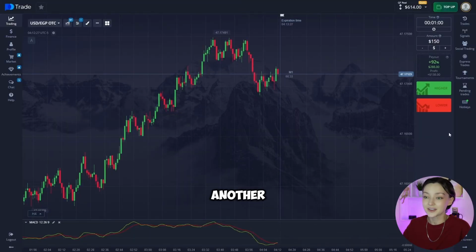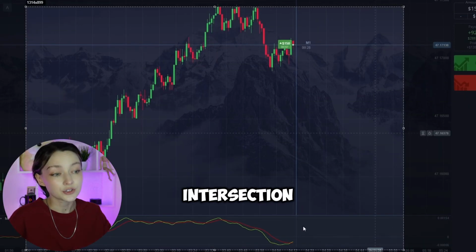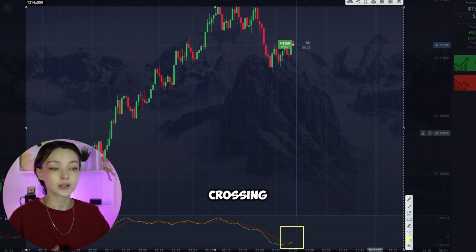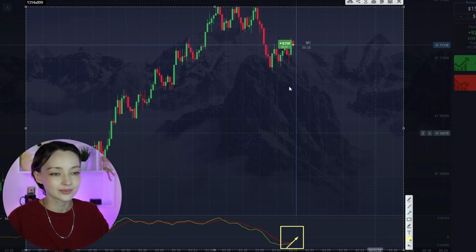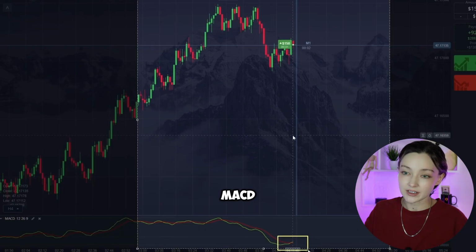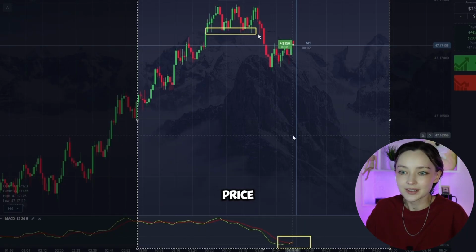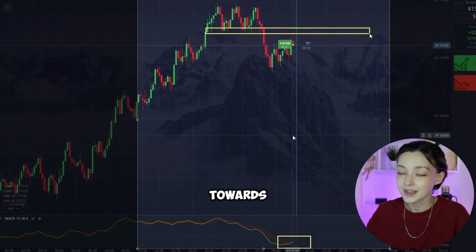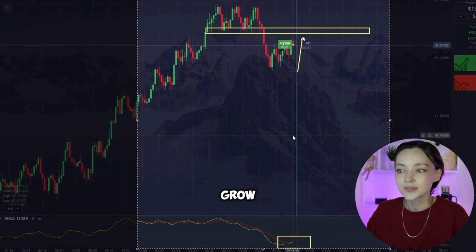So I found another interesting case, entering upwards. We can see an intersection where the green line is crossing the red one upwards, which means the price is to keep rising. Also, guys, besides the MACD signal, we can notice a level right here, which the price is perhaps heading towards. That being said, there's enough space for the price to grow, so the upward motion can easily keep going.